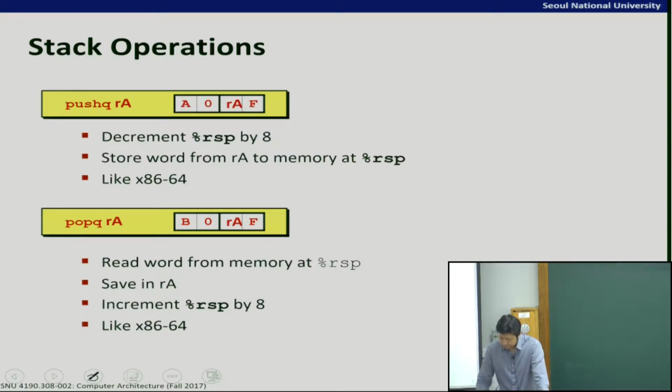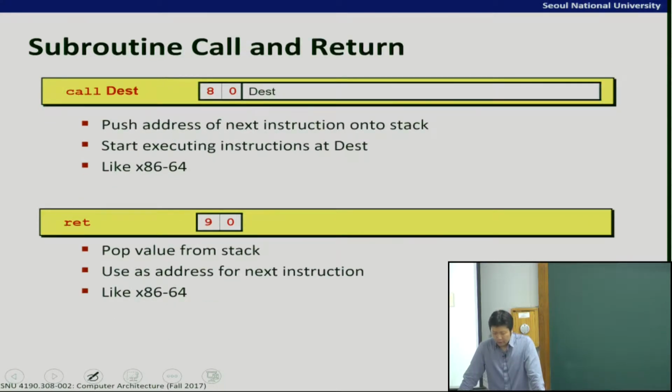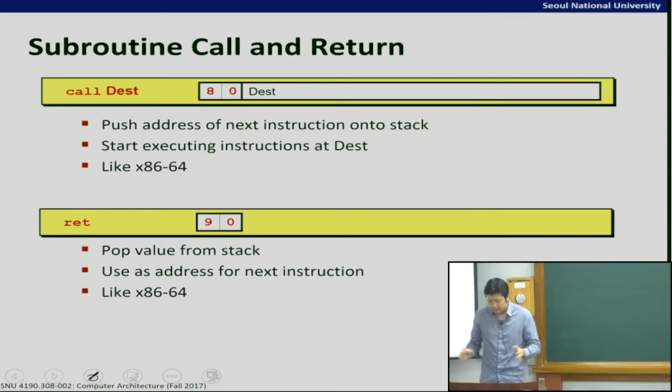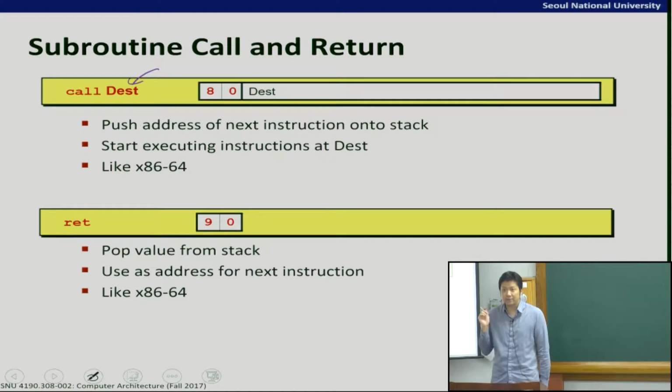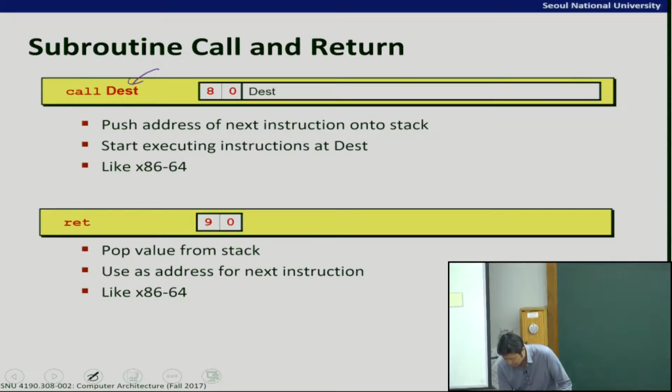Now call and return. Call has an opcode of 80. So whenever you hit upon a new instruction starting with 80, it's a call, followed by an 8-byte destination address. Whenever you call a new function, whose starting address is specified by this dest field, you first push the address of the next instruction onto the stack. So what is this next instruction? What is this address?